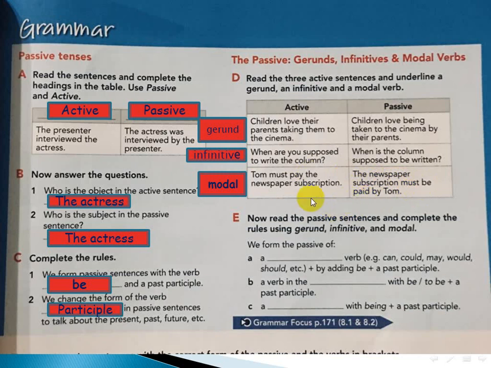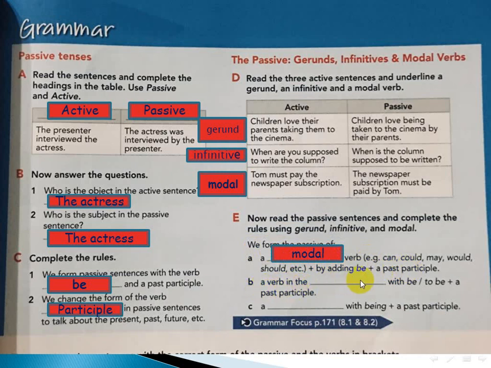So these are some cases of how I use these things from the active voice to the passive voice. Now I need to complete these spaces by using gerund, infinitive, or modal. Let's read together now. We form the passive of a verb, for example, can, could, may, could. What do we call these things, guys? We call them modal, right? How can I form the passive voice for modals? You have to use be plus past participle.